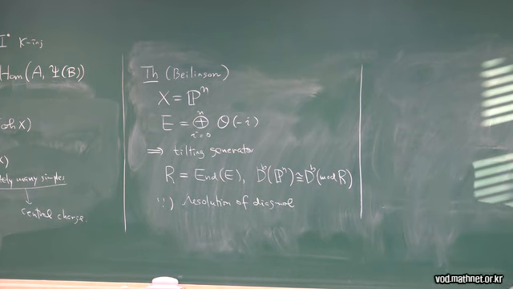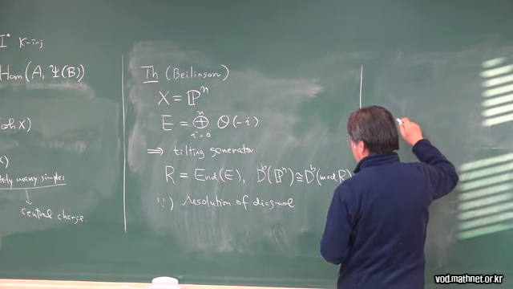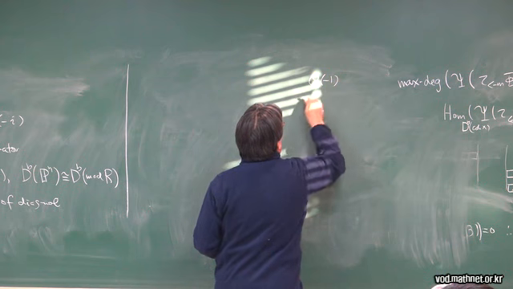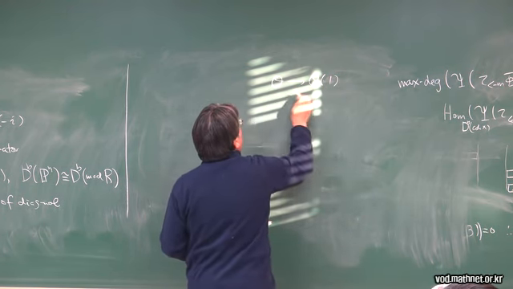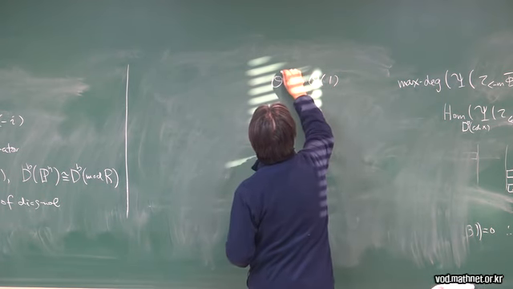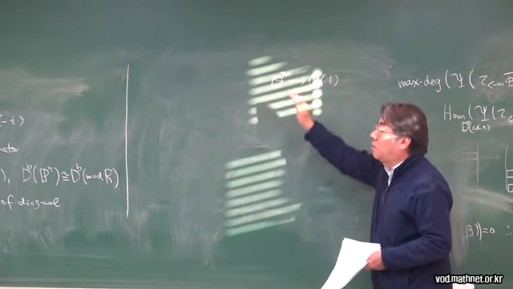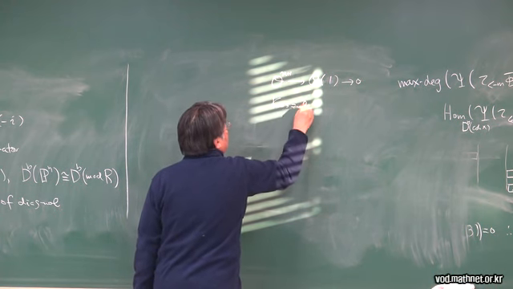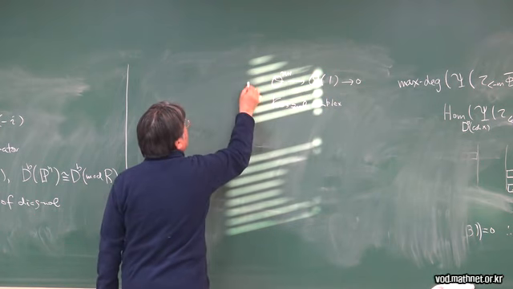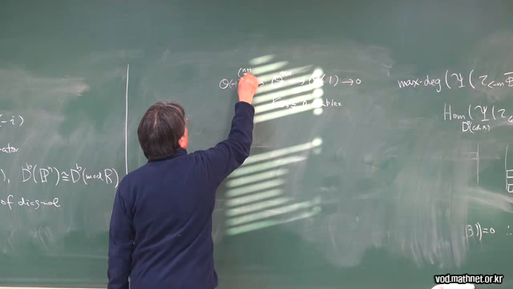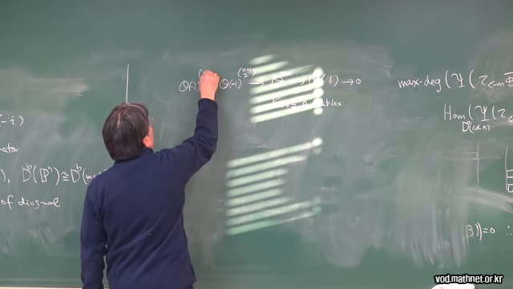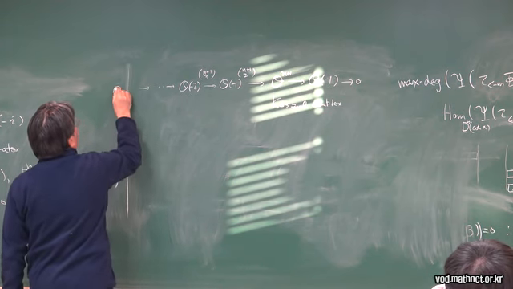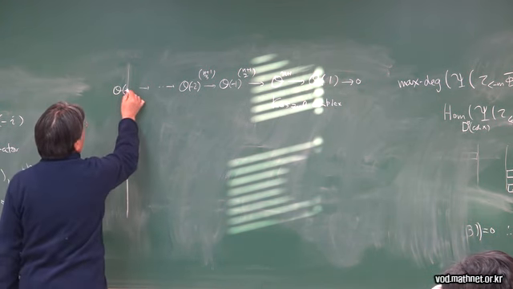Anyway, suppose that O(1) is generated by n+1 sections. This sheaf has n+1 independent sections, and this is a surjection. So you can construct a Koszul complex. So this is O(-1)^(n+1), then O(-2)^(n+1 choose 2), O(-3)^(n+1 choose 3), and so on up to O(-n).